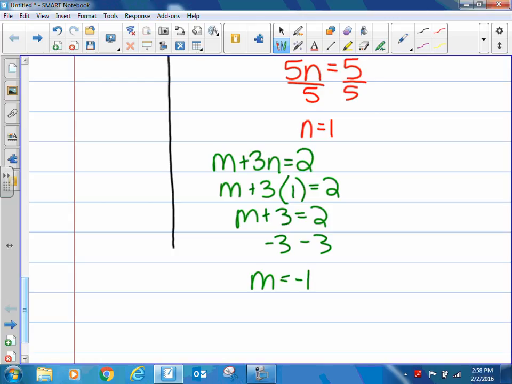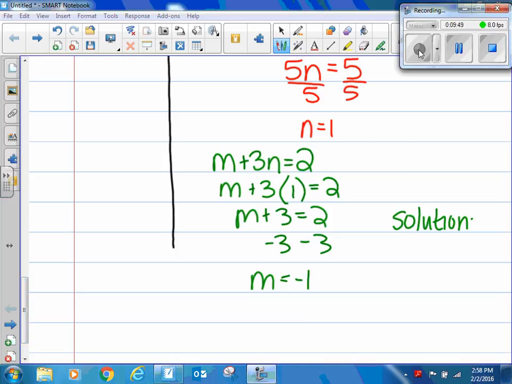So my solution is going to be the point, and remember, we talked about this last time, when you have variables that are not x and y, you need to list them from left to right in the alphabet. Because m comes before n, I'm going to do -1, 1 as my solution to that system. And again, you could check the solution.